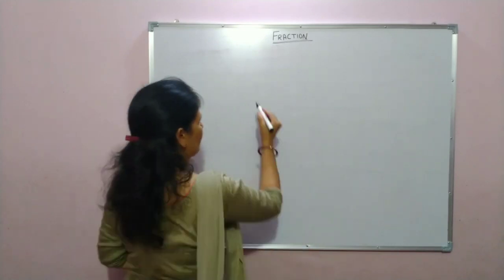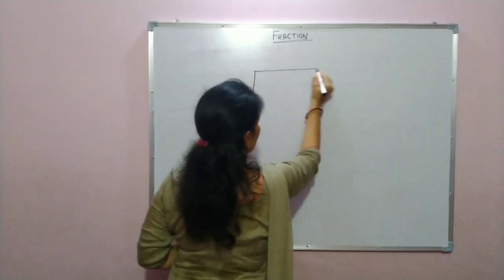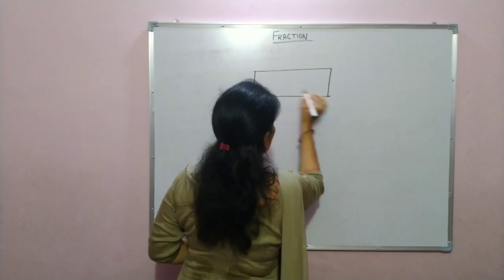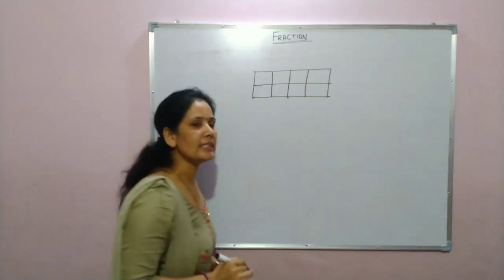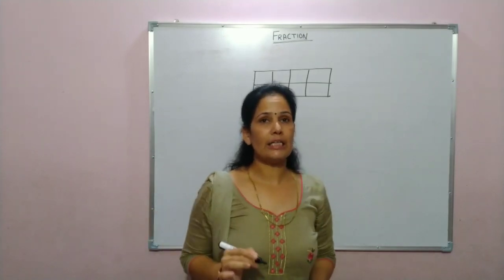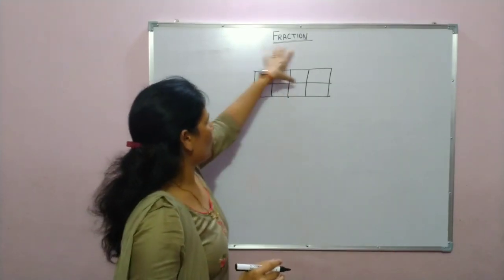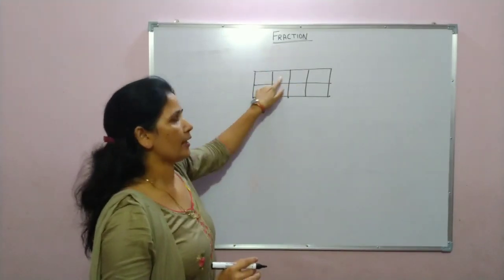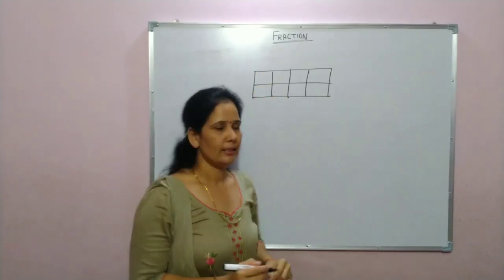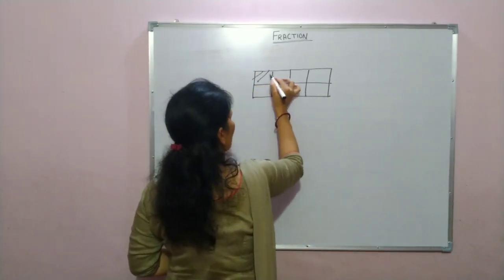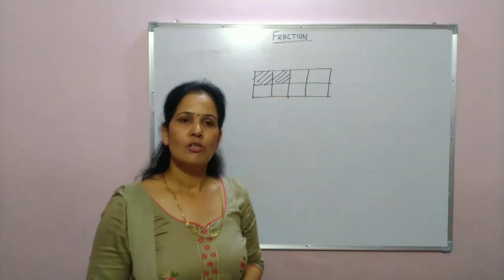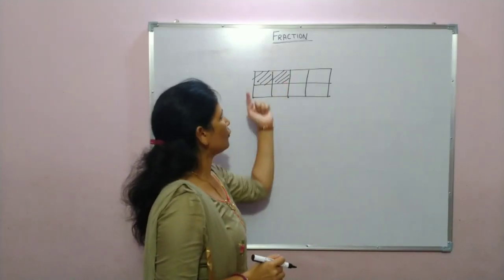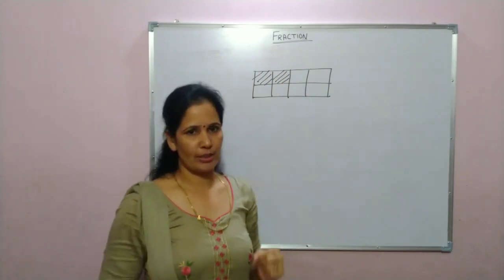For example, we have a rectangle, and this rectangle is divided into 8 equal parts. That means the whole is divided into 8 equal parts. If I shade 2 parts, we have to write the fraction of the shaded parts. First of all, students, out of the total, how many parts have we shaded?